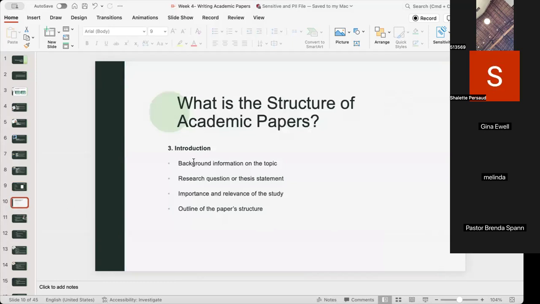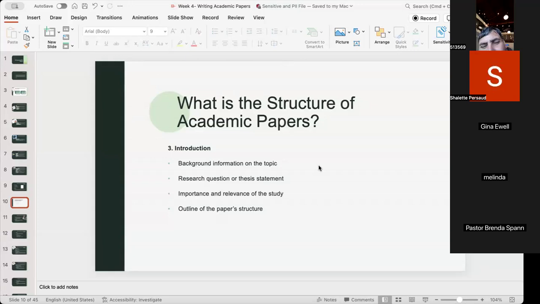So the first thing we talked about, the introduction of an academic paper. This usually gives some background information on the topic. Remember, it has that grabber sentence. We're going to talk about that a little bit at the end. So I have a couple of slides on grabber sentences and topic sentences. So usually it includes background information about the subject you're working on.